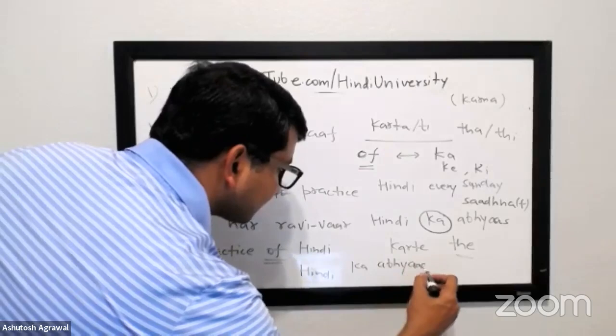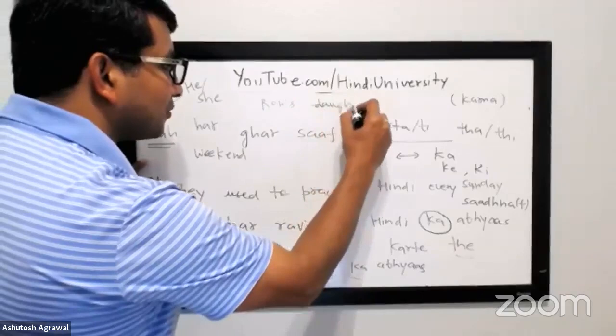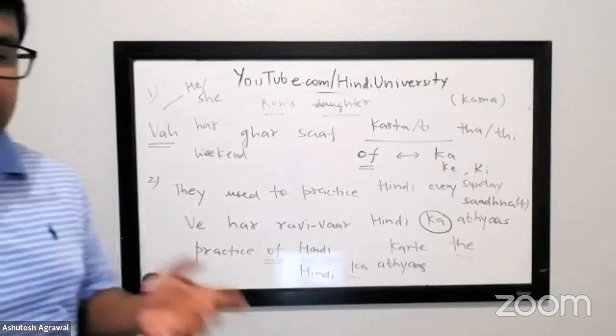Yes. You see that typically we use ka, ke, ki when you have, for example, Ron's daughter. Remember that example I give all the time? Ron's daughter, right? So you have Ron and daughter, ladki. So you would say Ron ki ladki, like the daughter of Ron. Oh, okay. All right. Yes, I understand now.